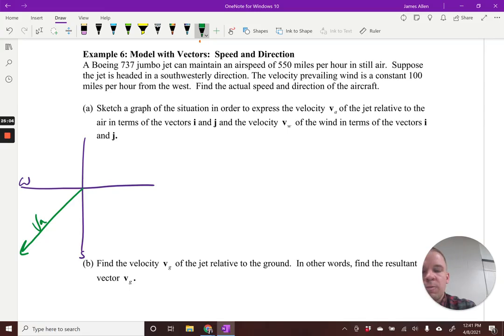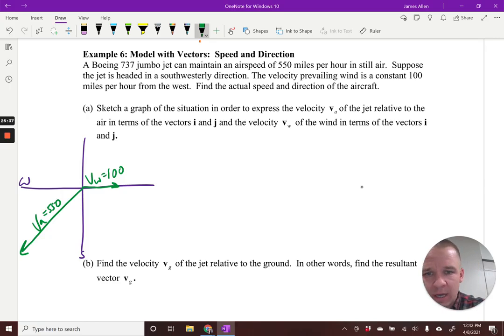Now the wind is going from the west, okay? And then this was 550, right? There we go. And so from the west means it's going from west to east. So this is the velocity of the wind. We'll do a W equals 100. There we go. All right. So it's going from the west to the east. You have to be careful with reading that. So we've got the graph of the situation in order to express the two of those, okay? And we want to use vectors in i hat, j hat, i and j.